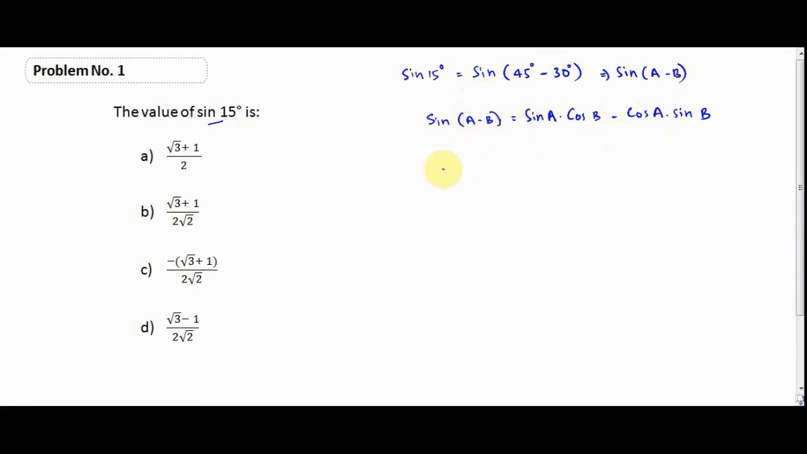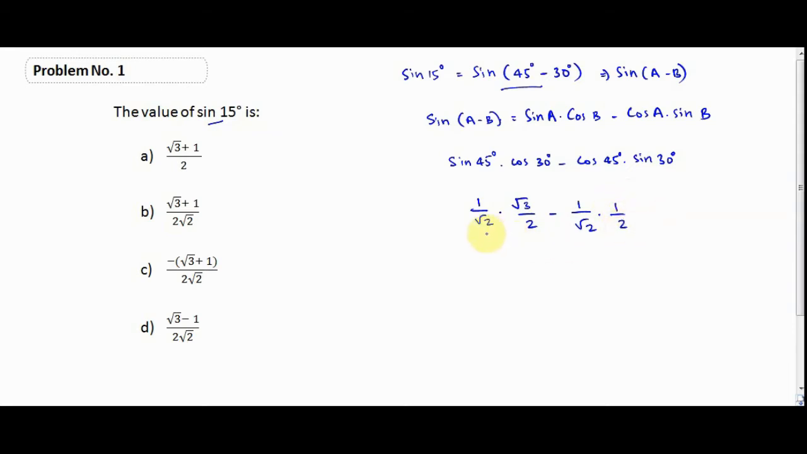Okay, so here the result will be sine 45 minus 30 will be equal to sine 45 degree into cos 30 degree minus cos 45 degree into sine 30 degree. Now let's substitute the values of these trigonometric functions. Sine 45 degree is 1 by root 2. So 1 by root 2 into cos 30 degrees root 3 by 2 minus cos 45 is 1 by root 2 and sine 30 is 1 by 2.